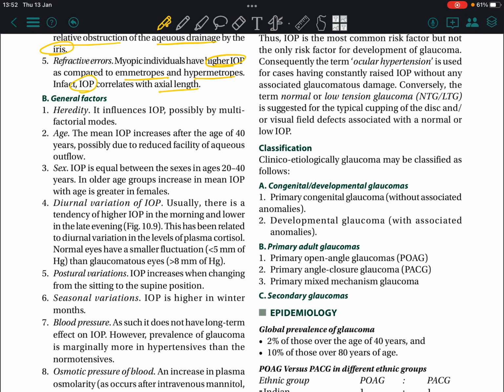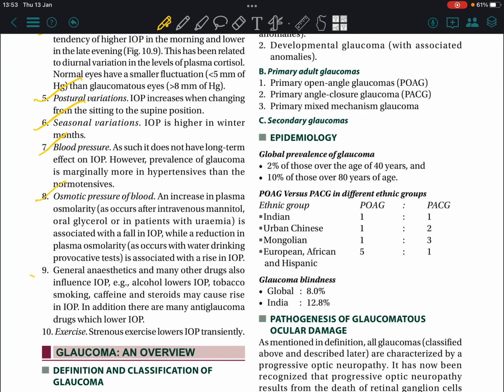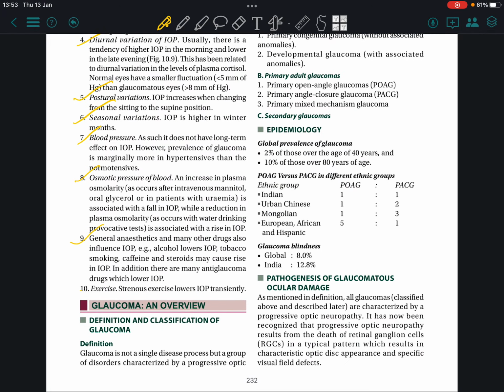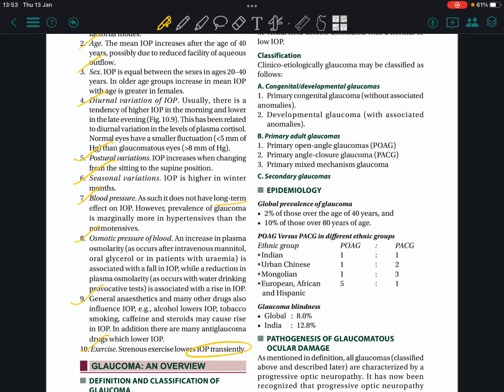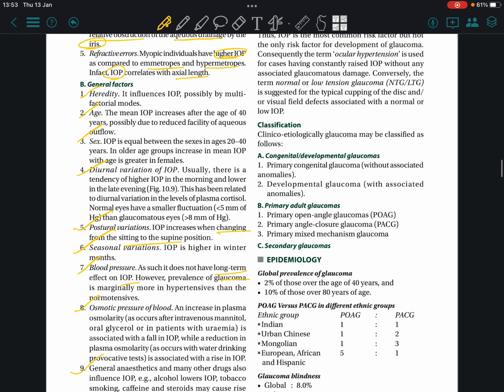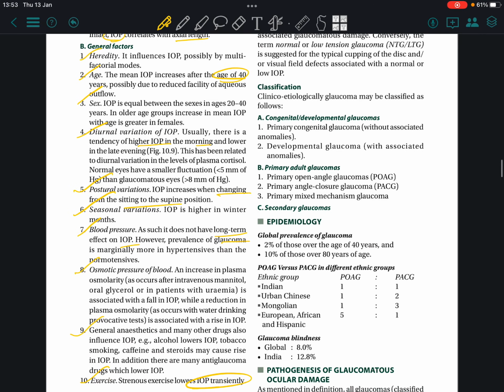General factors: hereditary, age, sex, diurnal variation, postural variation, seasonal variation, blood pressure, osmotic pressure of blood, general anesthesia, etc. Exercise: strenuous exercise lowers IOP. Blood pressure as such does not have a long-term effect on IOP. The prevalence of glaucoma is marginal in hypertensives. Postural variation: IOP increases when changing from sitting to supine position. Diurnal variation: usually there is higher IOP in the morning and lower in the evening. Above 40 years of age, the mean IOP increases.